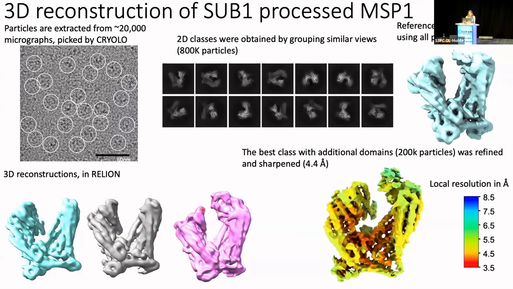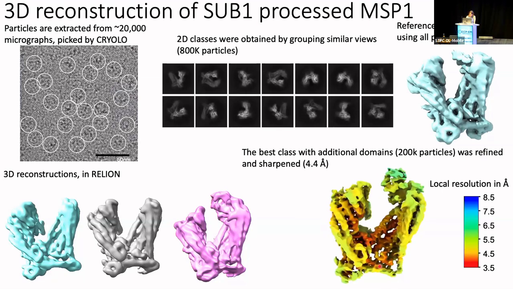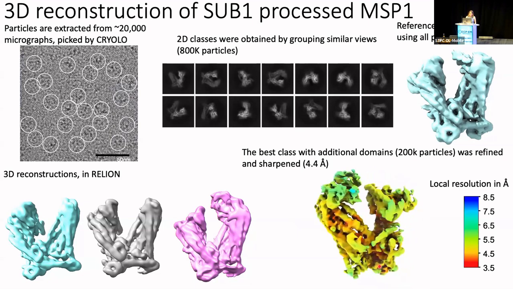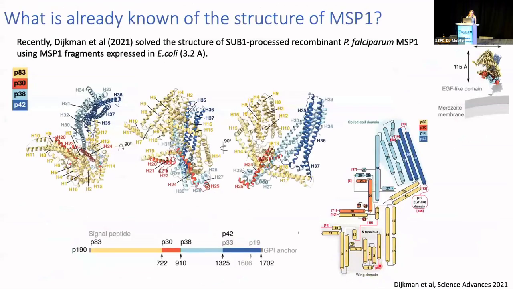Because we're looking for partner proteins on MSP1 to suggest things about its function, we took forward the class with the additional domain and managed to refine it to about 4.4 Angstrom. Whilst we were doing this, about a year and a half ago, the structure of a recombinantly expressed sub-1 processed MSP1 was published.